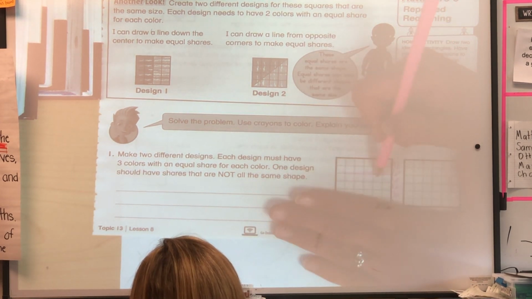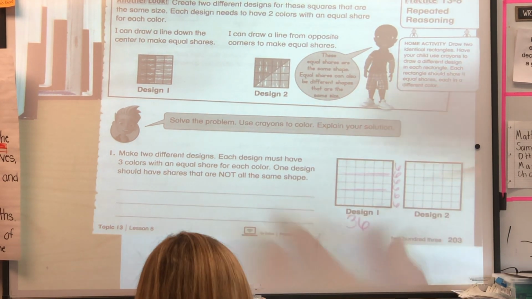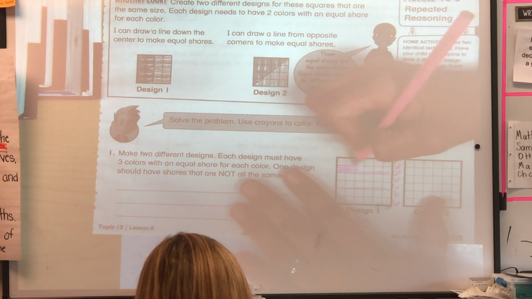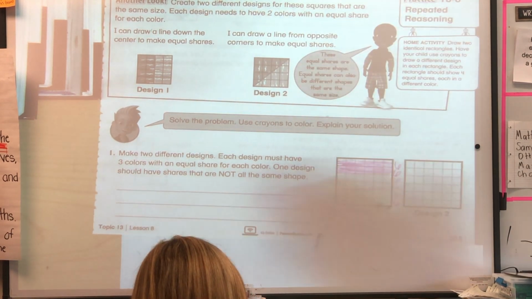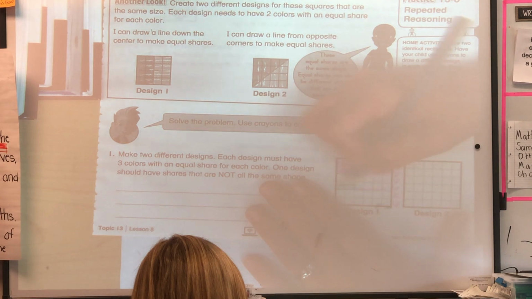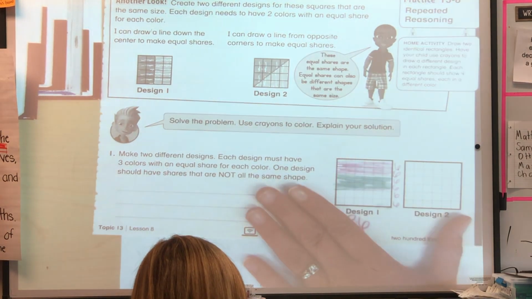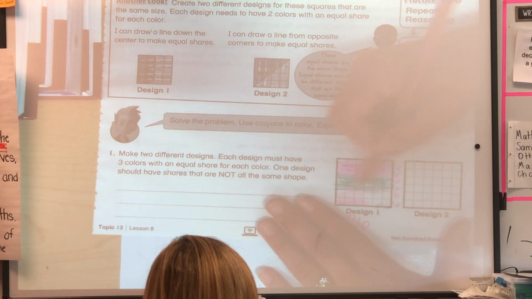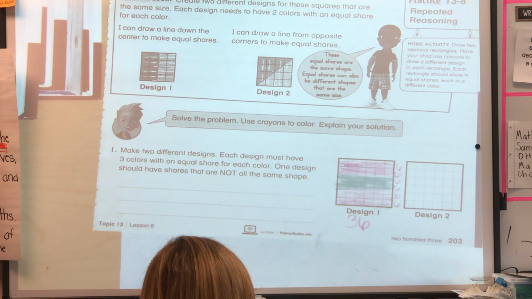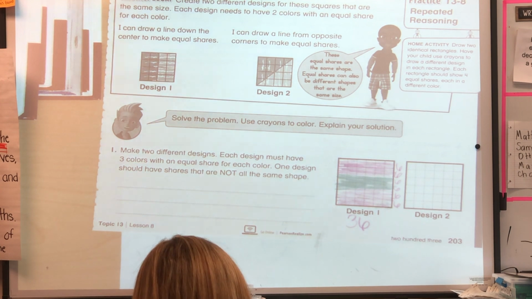1, 2, 3. Do I have equal shares? Yes. So I'm going to color. See, this is where it gets fun, guys. You can do this at home with your fancy paper. You can make your little brother or sister a little chart. Now, do they all go the same way? Yes. So my second design cannot be that way, okay?